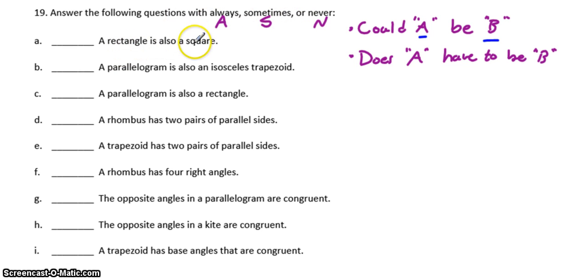A rectangle is also a square. So could a rectangle be a square? Let's think. A rectangle has those 4 right angles. Could it be a square? Well, a rectangle could be a square if you suddenly gave a rectangle all congruent sides as well. That's fine. It's still a rectangle. So it could be, but does it have to be? No, a rectangle doesn't have to be a square because it doesn't have to have the congruent sides. It could just have 2 longer sides and 2 shorter sides. This will be a sometimes because it could be a square, but it doesn't have to be.